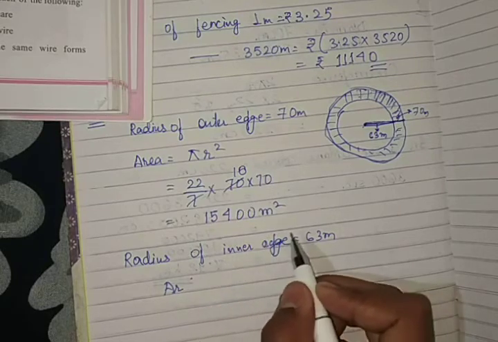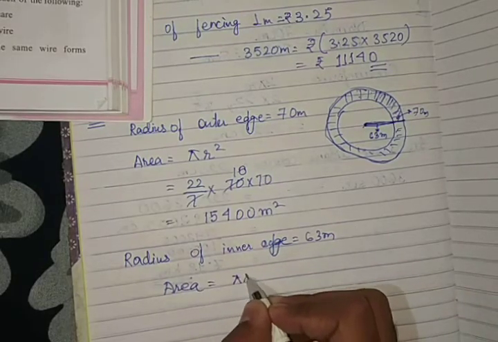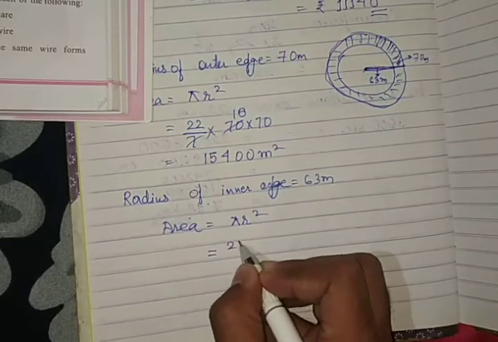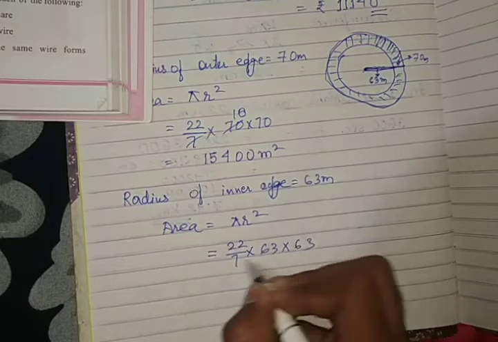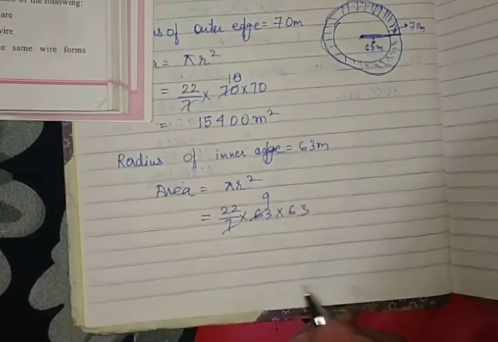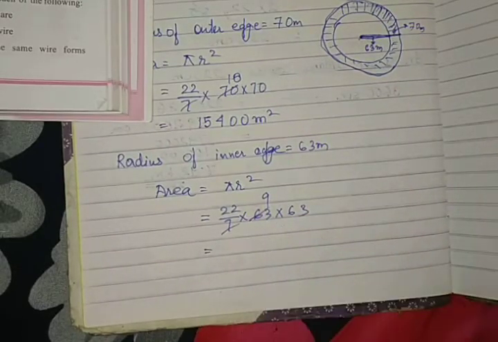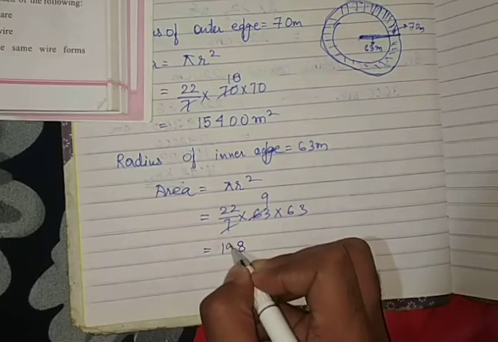Now the radius of the inner edge is 63 meter. So here the area will be equal to pi r square, means 22 by 7 into 63 into 63, that will be 7 9 63. Now if we multiply this one, 22 into 9 into 63, this will be 9 to the 18, 8, 1 in hand, 198, multiplied by 63.